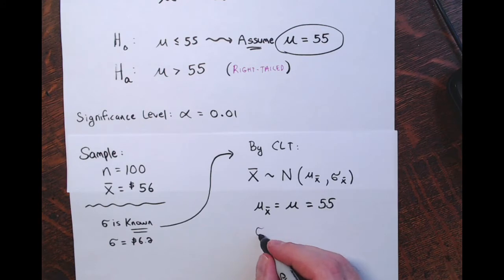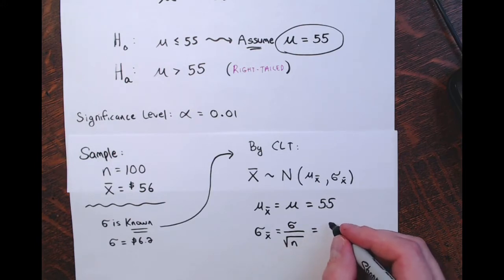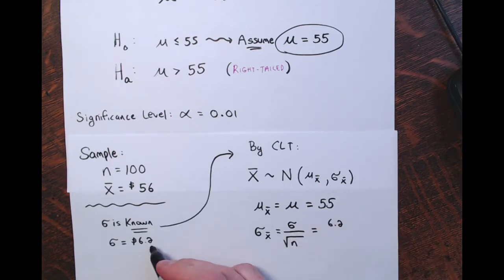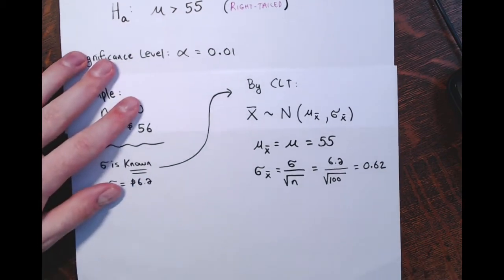And the standard deviation of these sample means for samples of size 100 is, remember, the standard deviation of the population divided by the square root of the sample size. So that'd be $6.2, that was given to us, divided by the square root of 100. Well, that's just 6.2 divided by 10, so 0.62. Right. And then I'll draw a little picture.